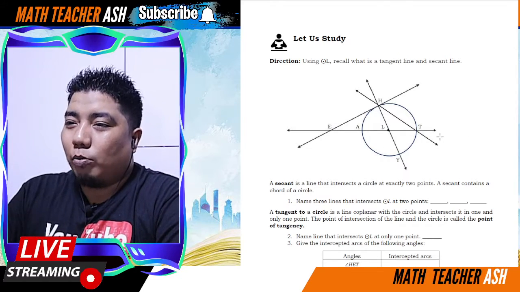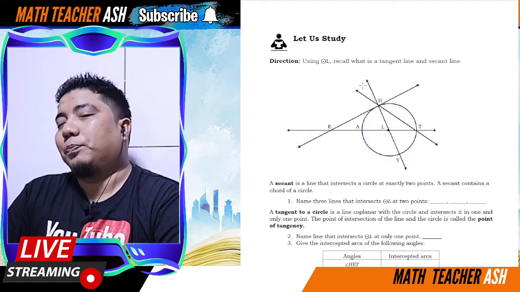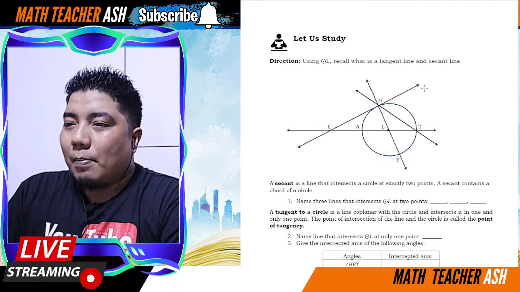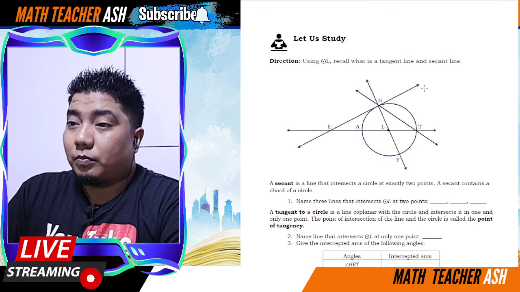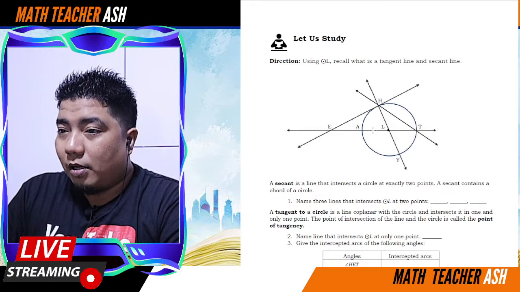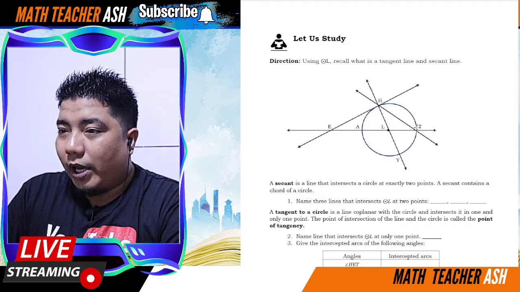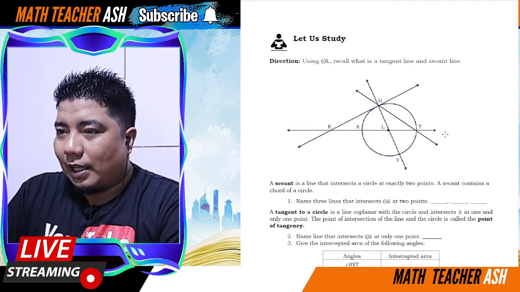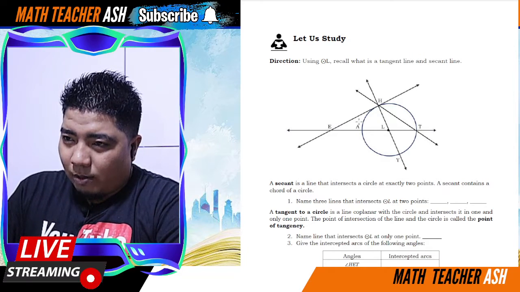Ayan, exactly 2 points. So, dito, sa given na ito, ano ba dito ang mga secant lines? So, if we check this one, ayan, tumama ito dito, A at T. So, this is a secant line. Alright. How about this one?